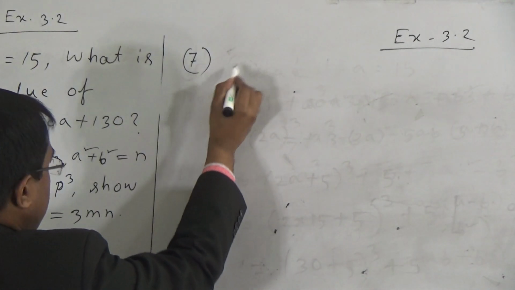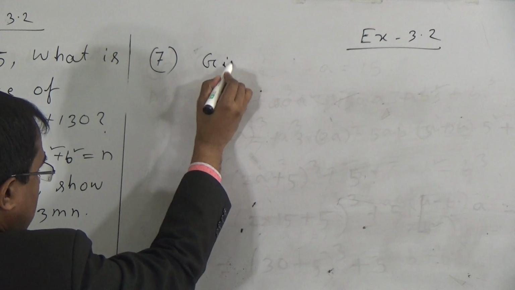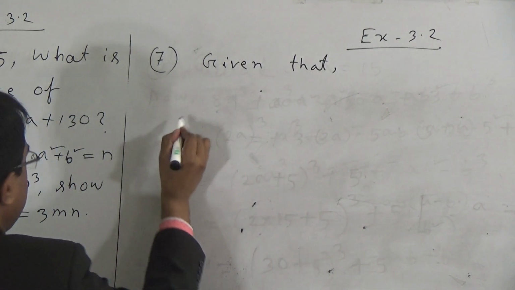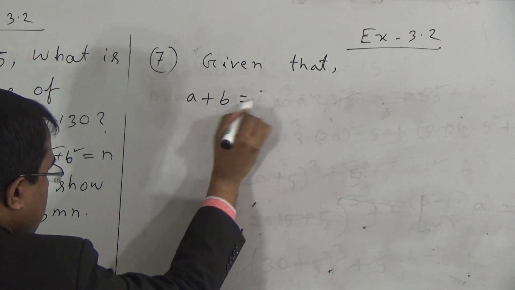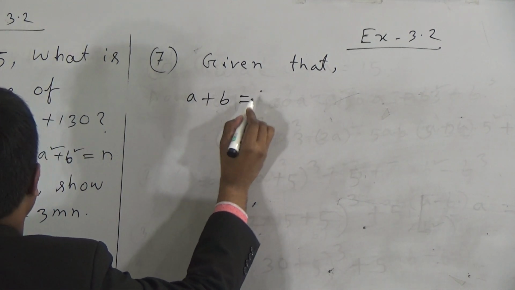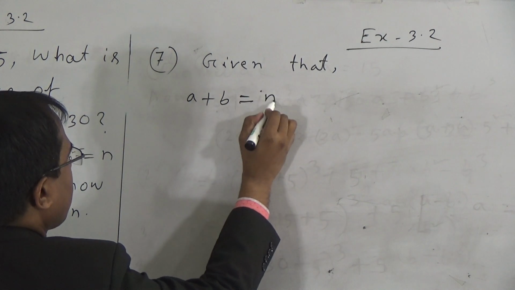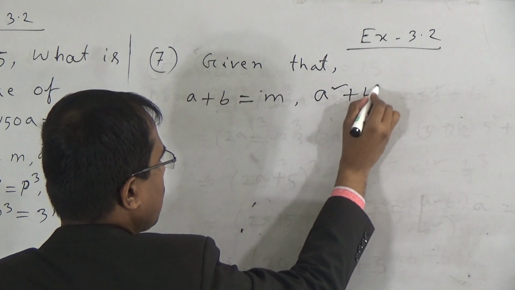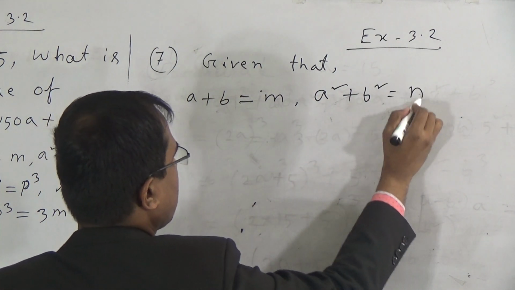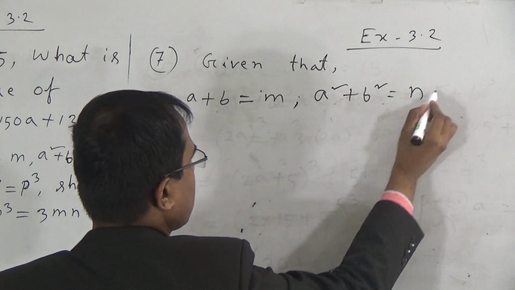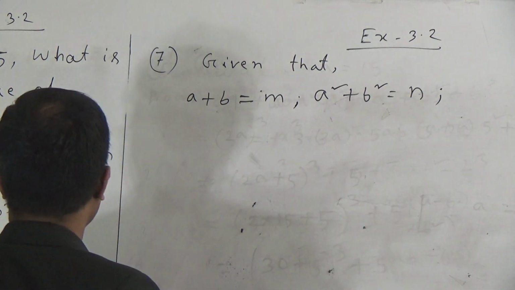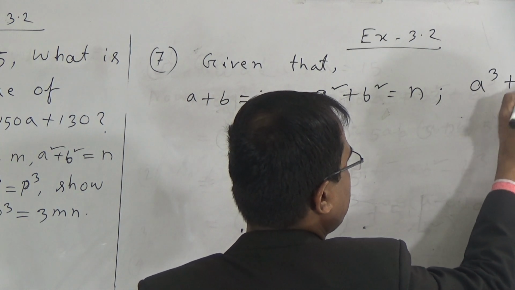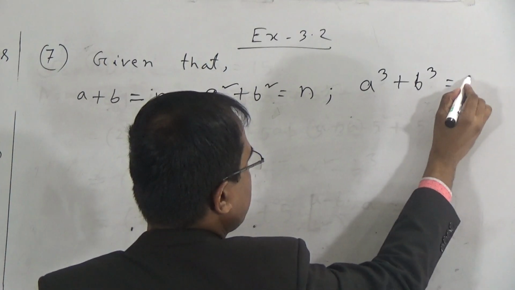At first we will write given that a plus b is equal to m, a square plus b square is equal to n, and a cube plus b cube is equal to p cube.